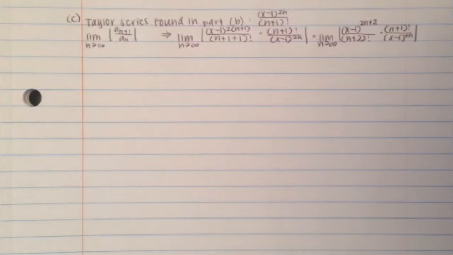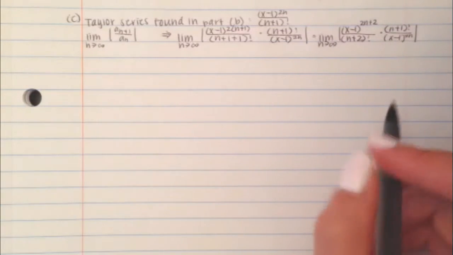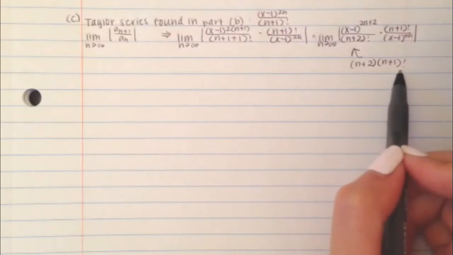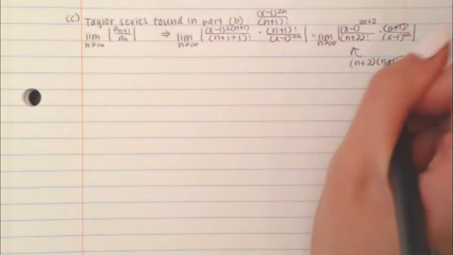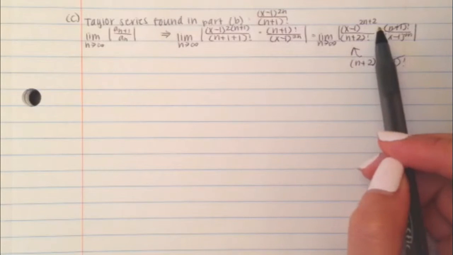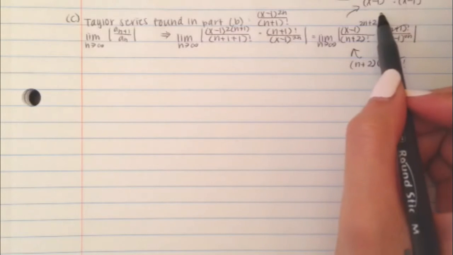After you have the basic form written out, you just have to simplify and cancel out a lot of things. You know that (n plus 2) factorial is the same thing as (n plus 2) times (n plus 1) factorial, and then the (n plus 1) factorials would cancel out. At the same time, (x minus 1) to the 2(n plus 1) is the same thing as (x minus 1) to the 2nth power times (x minus 1) squared. So you can cancel out the (x minus 1) to the 2nth powers.